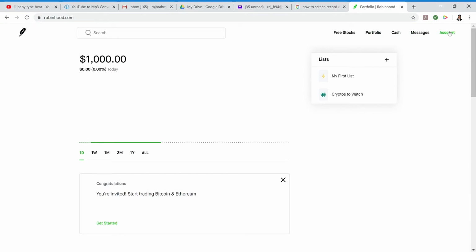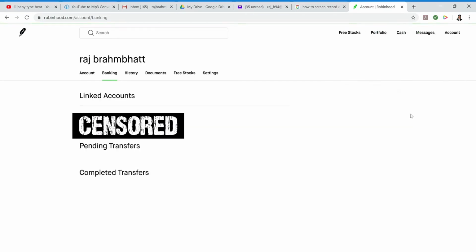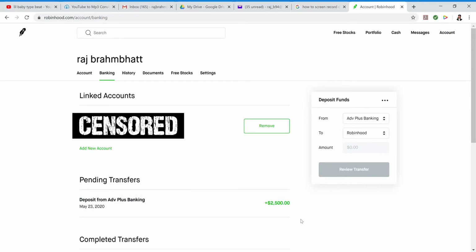And you can play with the top icons and stuff. I'm gonna go to account, I'm gonna go to banking. You can see that I actually transferred over $2,500.